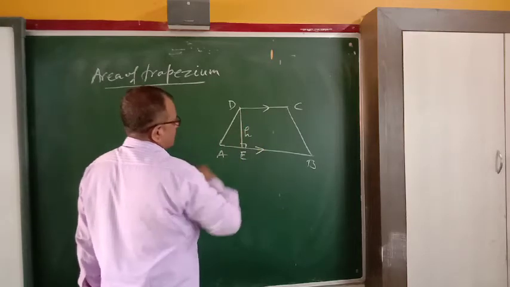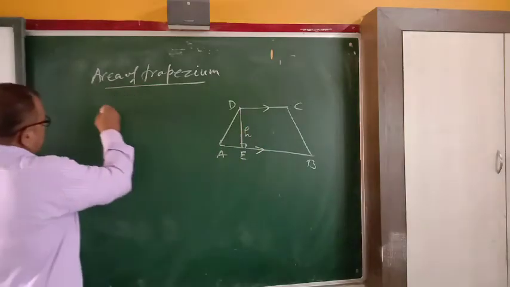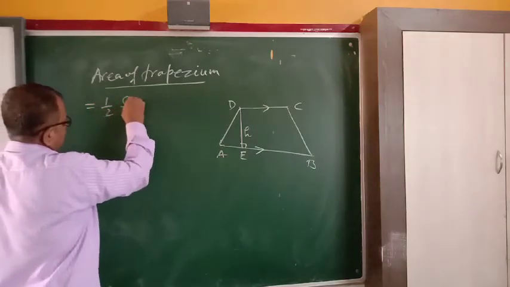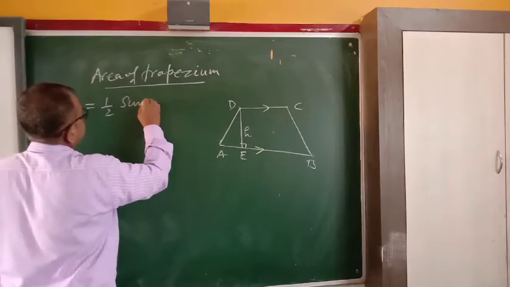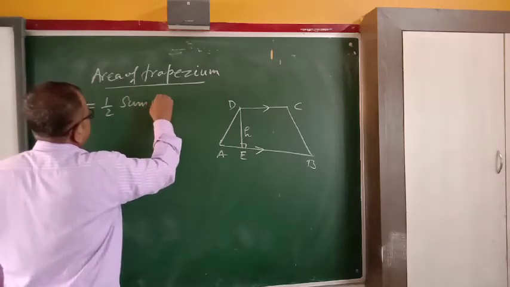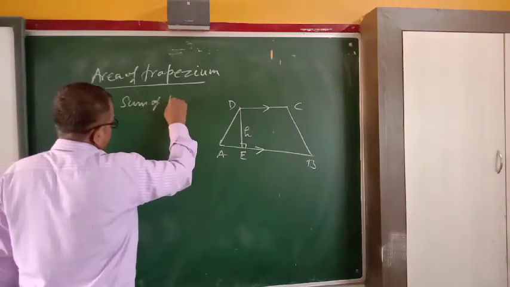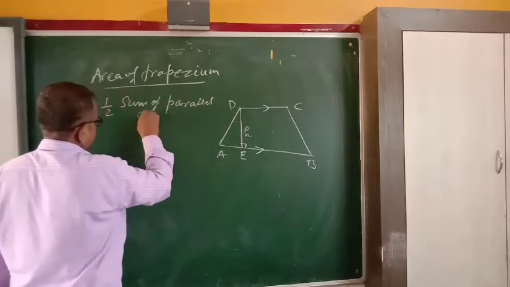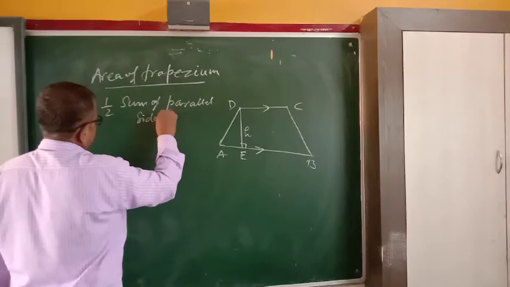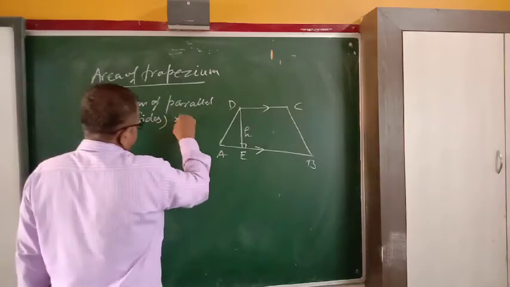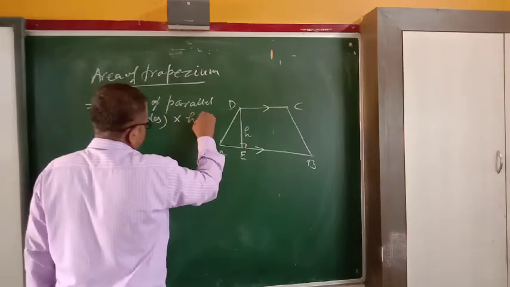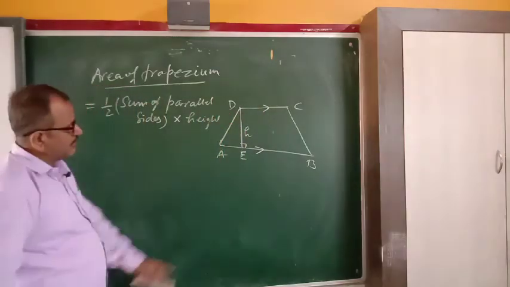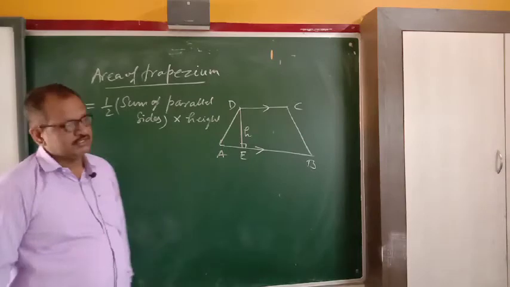Suppose this height is H. So the area of a trapezium formula is 1 by 2 sum of parallel sides into height. Height means the distance between the parallel sides, the perpendicular distance between the parallel sides.